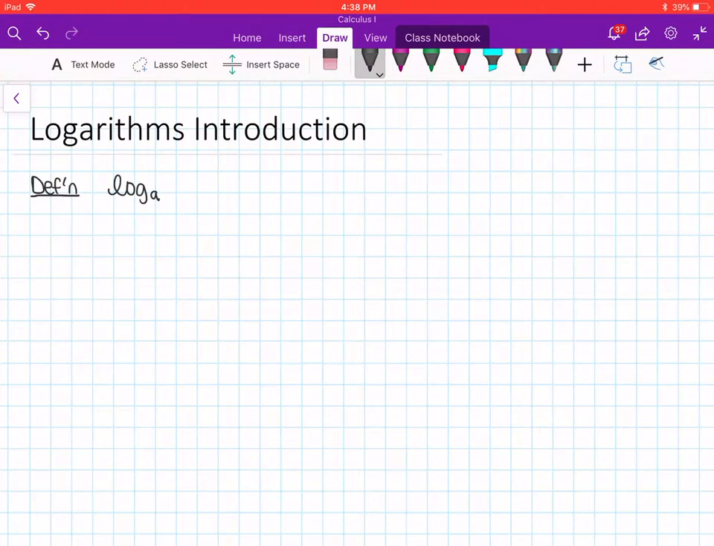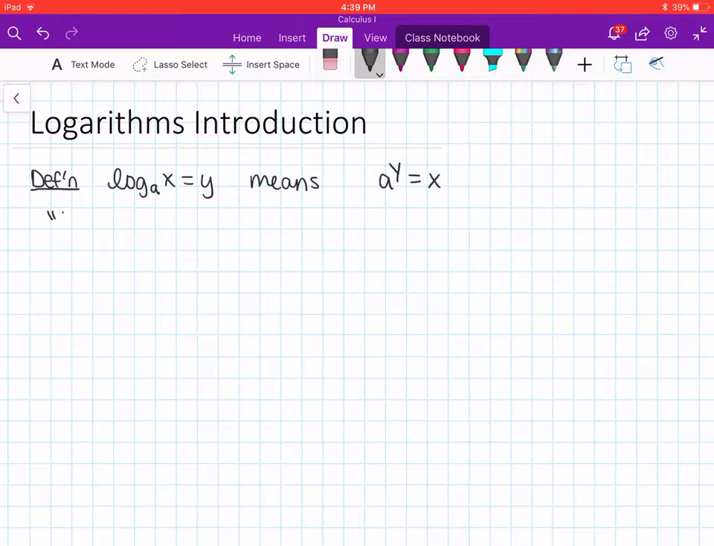We got log base a of x equals y, and then that means that we got a, whatever the base number is, the base of our exponent, to the y, and then equals x. So this is just the definition. I would suggest memorizing how to get from one to the other. And this is how you say it: log base a of x.